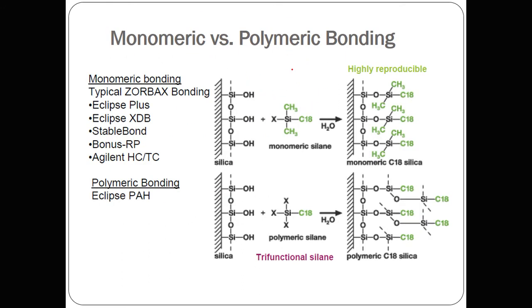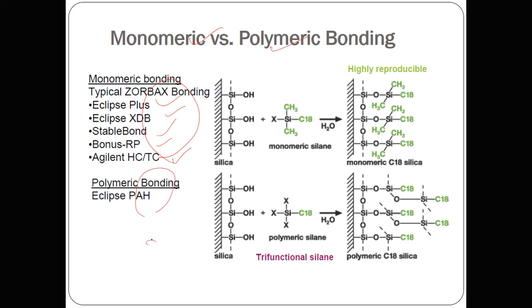Monomeric versus polymeric bonding. What is monomeric and what is polymeric? I will explain this here. Monomeric means typical Zorbax bonding: Eclipse Plus, Eclipse XDB, StableBond, Bonus-RP, Agilent HC or TC. This is all contained in monomeric bonding. And polymeric bonding means Eclipse PAH.